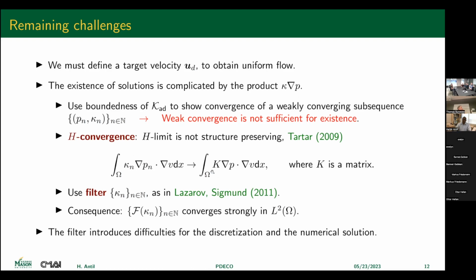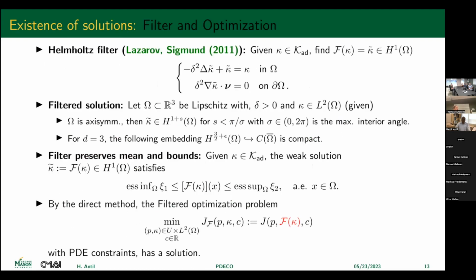Instead, motivated by topology optimization, we'll try to use a filter to build enough compactness to make sure that this term converges in an appropriate sense. So this kappa n, or this F kappa n, will be in H1, which converges strongly in L2. Basically, that's the idea. This will solve another PDE. All right, so what is our filter? Basically, you take your kappa, which is a solution to your problem, and then you pass it through this Neumann equation. Delta indicates the filter radius.